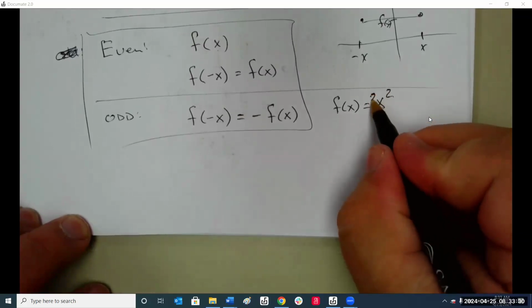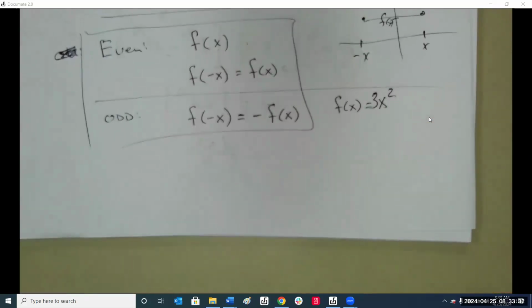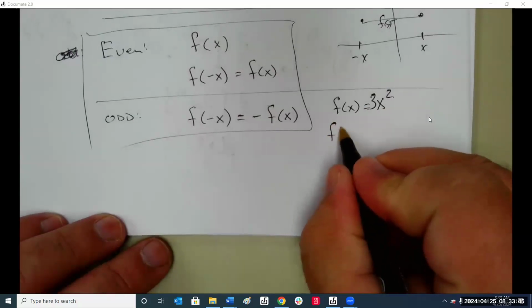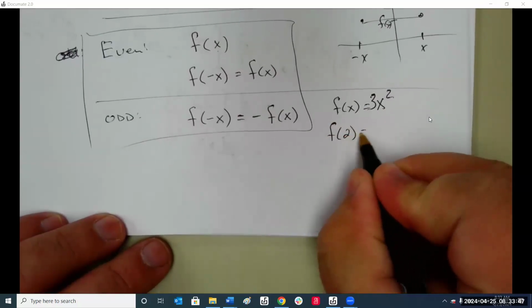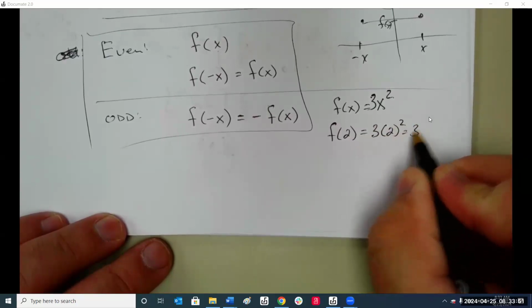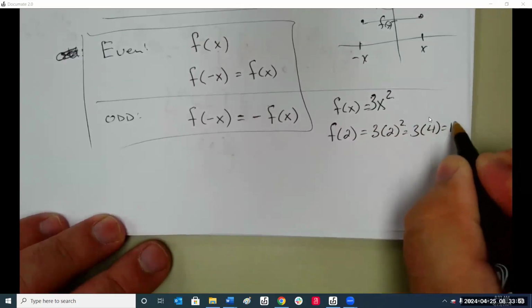Let's try 3x squared. f(x) equals 3x squared. Is that an odd or an even function? Why? You have to do it with a test. So if I put in 2 inside here, I get 3 times 2 squared, 3 times 4 is 12.